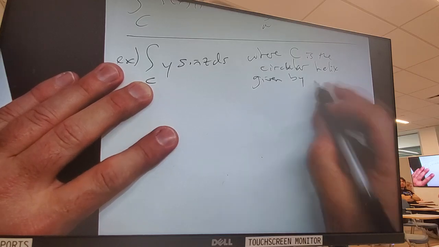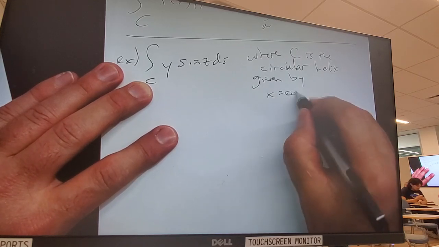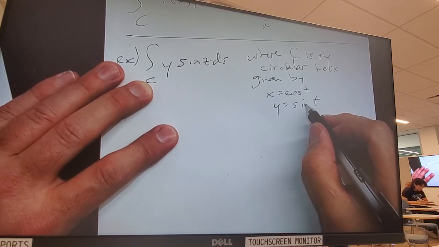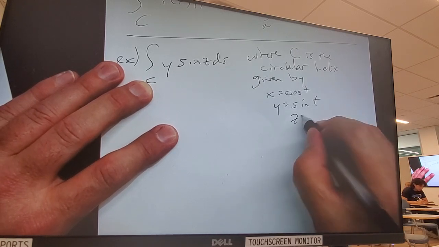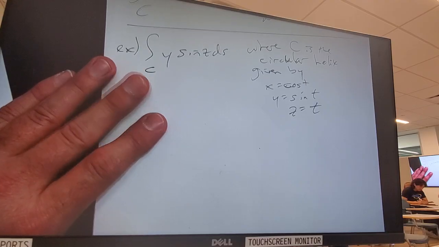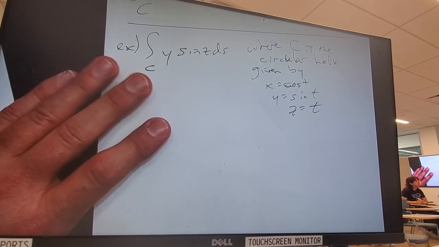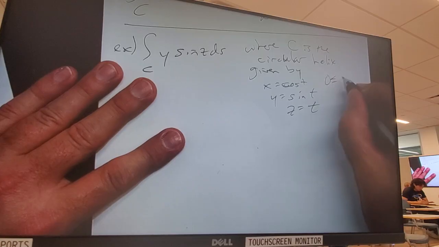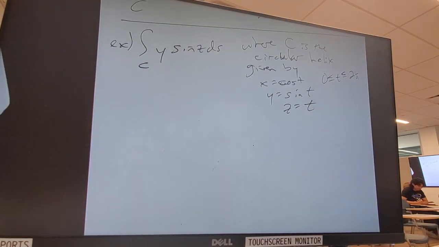What's it given by, Jeff? X equals cosine t, y equals sine t, and z equals t. Just because. And we go from 0 to 2 pi because we are traditionalists. So what do you think you start with?